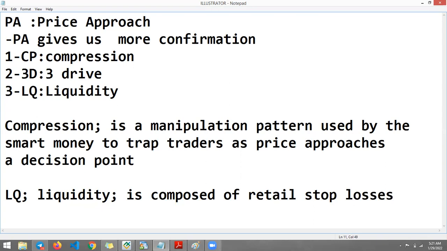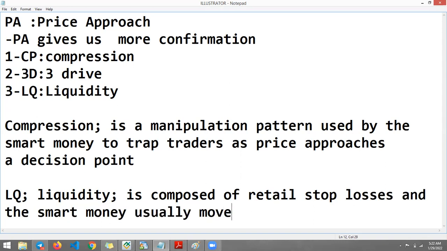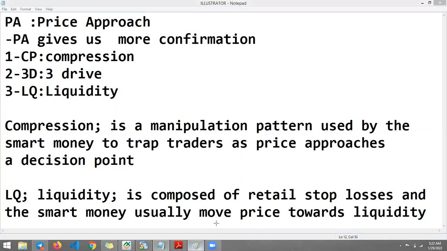And the smart money usually move price towards liquidity, right? So what drives price? It's liquidity. So now the smart money, basically, they'll push price to levels where there's a lot of liquidity. And the liquidity is composed of retail stop losses. So now these are concepts that you should have at the back of your mind.